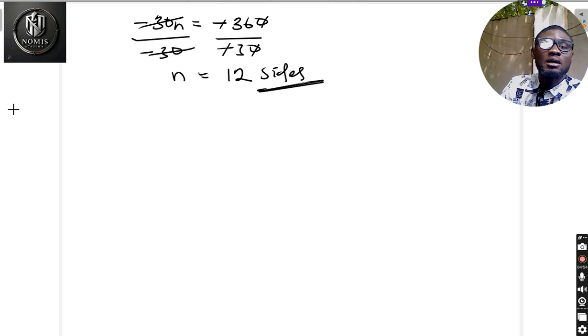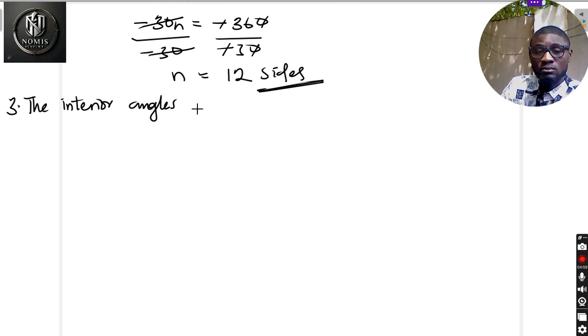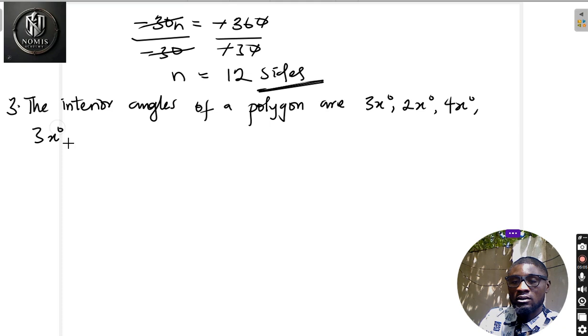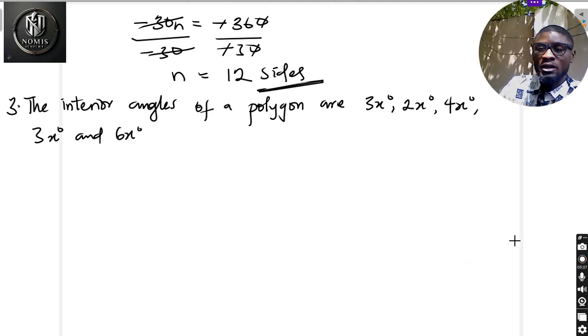So let's take another past question, question number 3. Question number 3 says that the interior angles of a polygon are 3x degrees, 2x degrees, 4x degrees, 3x degrees, x degrees, and 6x degrees.